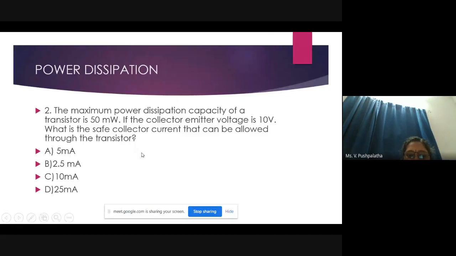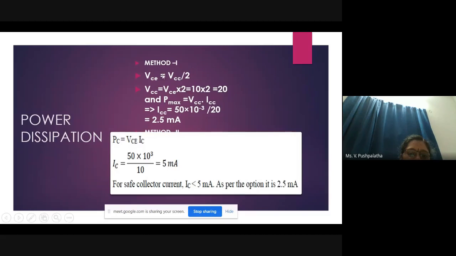Now let me clarify. You can do it in two methods. First, let me tell you method 1. In method 1, VCE equal to VCC by 2, because I told you that this is a class A power amplifier. In the class A power amplifier, it conducts for both cycles, so the safest point to lay your current is at VCE equal to VCC by 2.